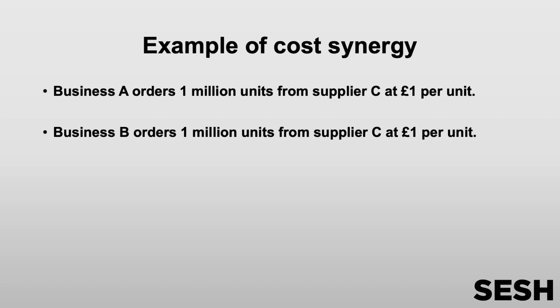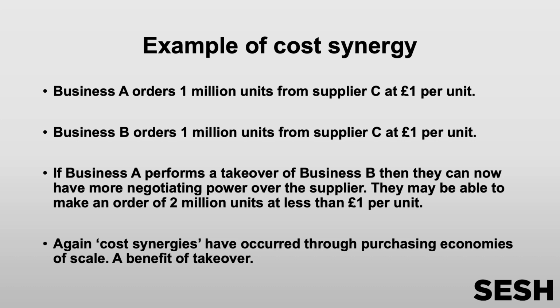They've got stronger negotiating power, and they're going to try and push down that price from £1 per unit to something under that, less than £1 per unit. So essentially, they have got purchasing economies of scale. So business A performs a takeover of business B. They can now have more negotiating power over the supplier, and they may be able to make an order of 2 million units at less than £1 per unit. Again, this is an example of cost synergies, and it's because of purchasing economies of scale.